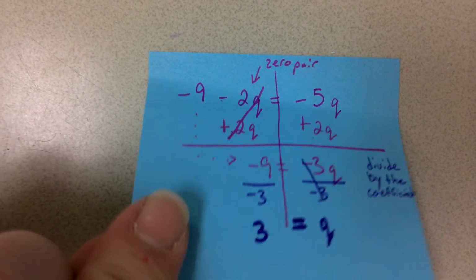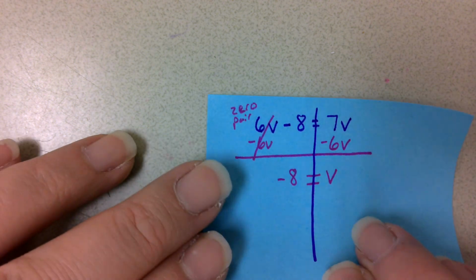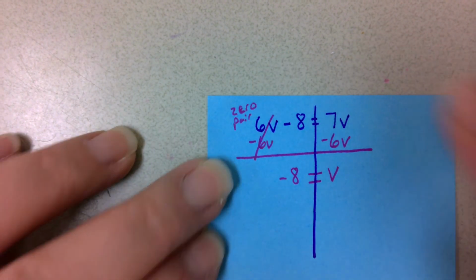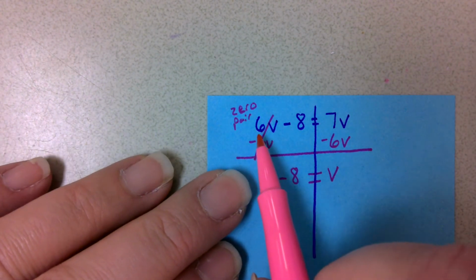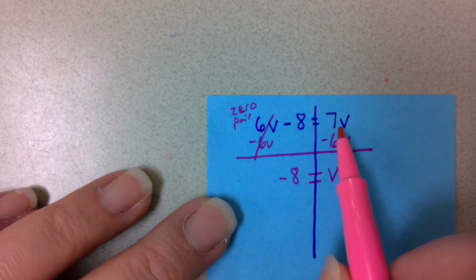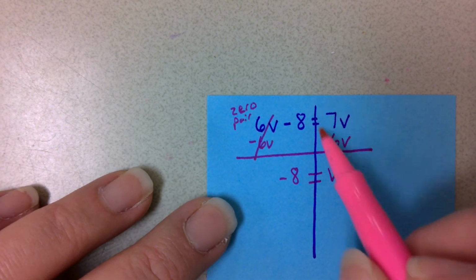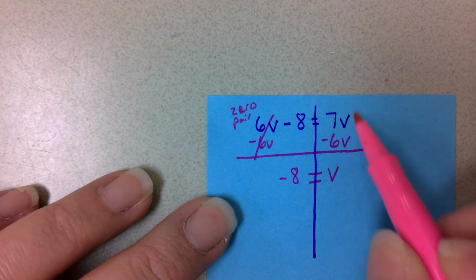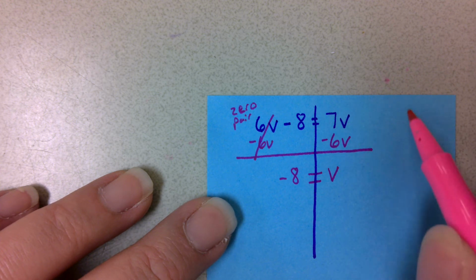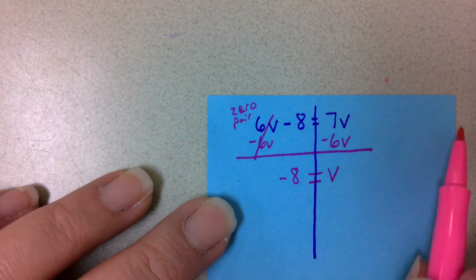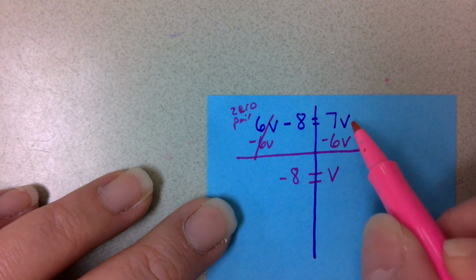All right, let's look at the next one I have here. These are right. All of these are from IXL. The equation given was 6v minus 8 equals 7v. So the 7v is all by itself already with the variable with no other terms on this side. So my goal is to get the v solved.